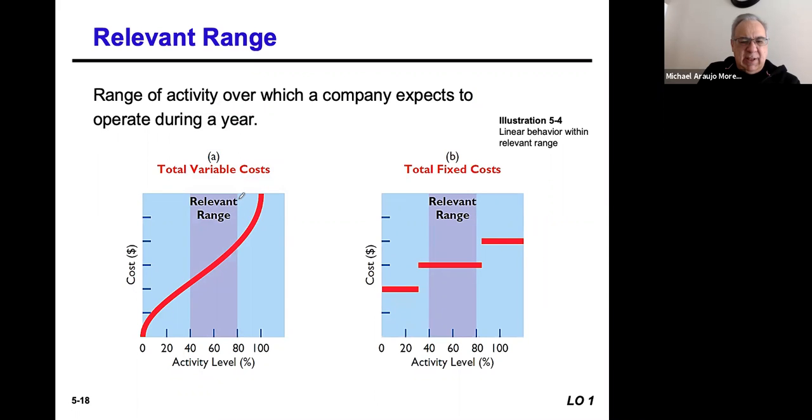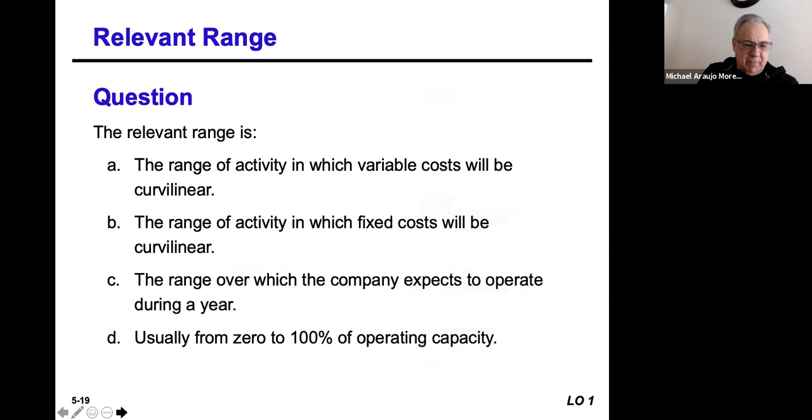Okay, so this is the relevant range. And what I was telling you about, most companies operate their manufacturing plants in some type of relevant range. Very rarely does it drop below 40, very rarely does it get above 80. That's the relevant range in which they can expect to operate. So the relevant range, again, is that range in which they expect to operate during a particular year. Remember, all these costs are estimated, so they also have to estimate their relevant range.